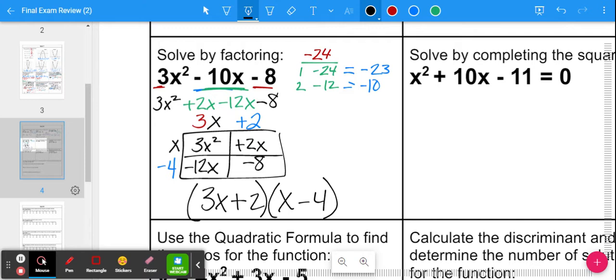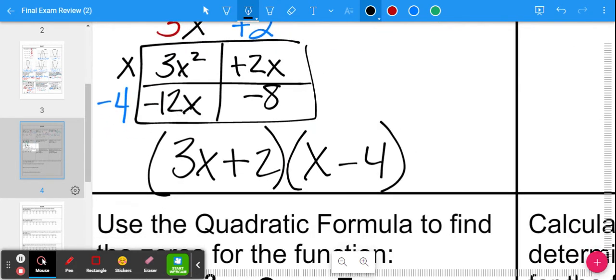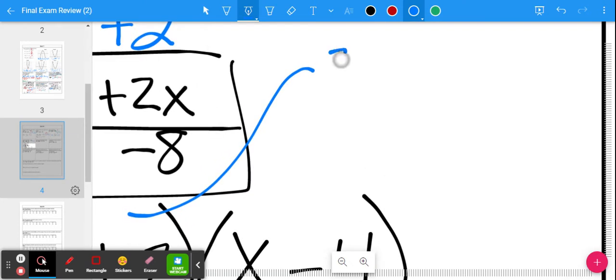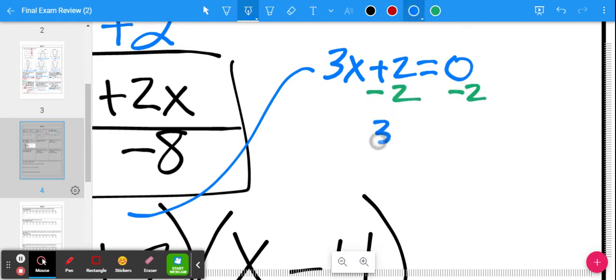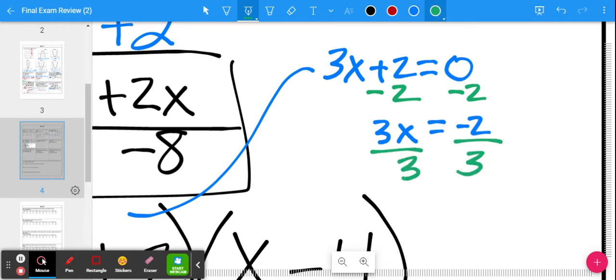Now, this also tells us to solve. So in order to solve this, we would have to go back and set each binomial equal to 0, and then solve for x. So if we're going to solve this, we have 3x plus 2 equals 0. So to solve this, you subtract 2 from both sides. You're left with 3x equals negative 2. Divide by your 3, and x equals negative 2 over 3.